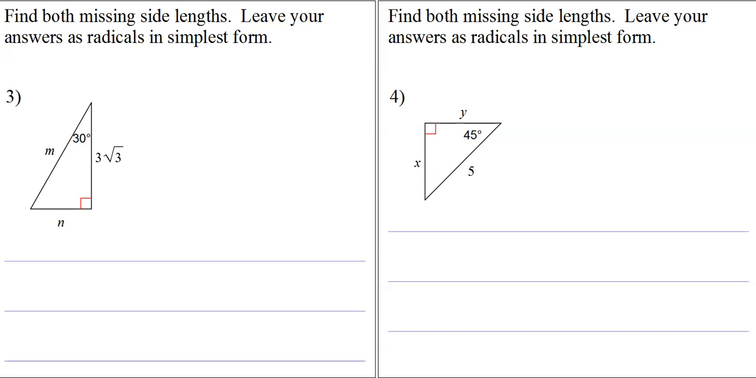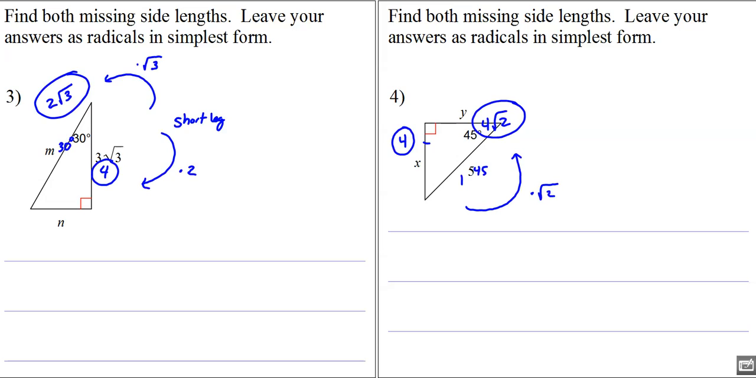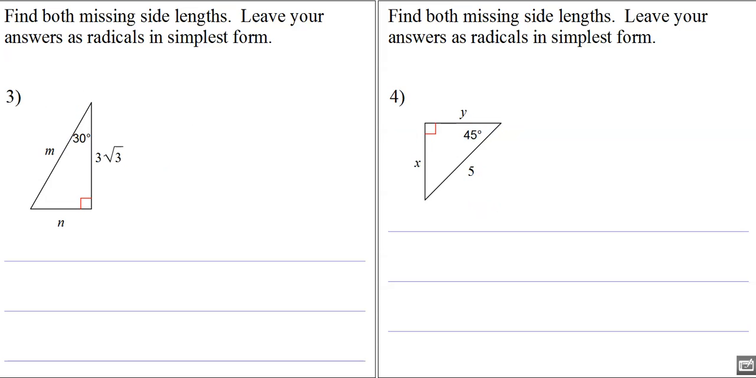Number 3 and number 4, kind of same idea. But this time we want to go backwards. So this time they give me what's across from the 60. To go back to the shortest side, I need to divide by radical 3. So I have 3 radical 3 divided by radical 3, which basically they just cancel out. I just end up with 3. And then I need to double it, and I will get 6. So there are my two answers, 3 and 6.